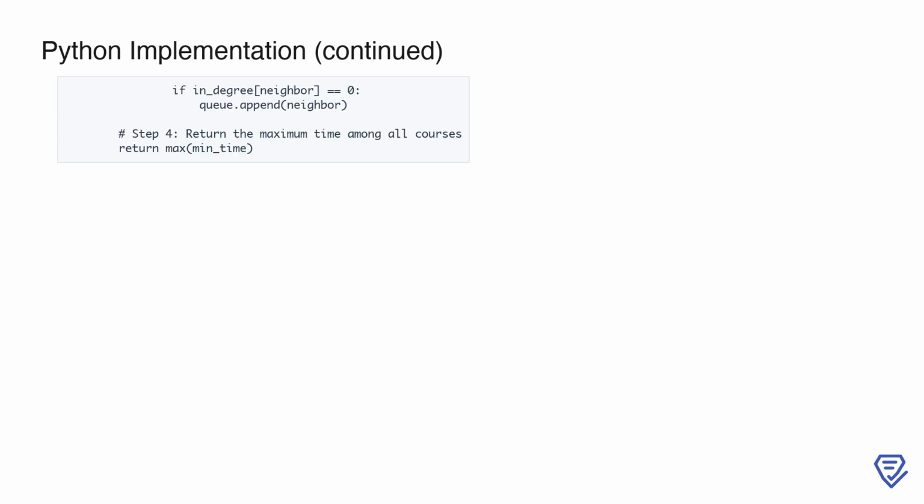Once we update the time for a neighbor, we decrement its indegree, as we've effectively processed one of its prerequisites. If the indegree of a neighbor becomes 0, it means all its prerequisites have been satisfied, so we add it to the queue to process in subsequent iterations. Finally, after processing all courses, the min_time array contains the minimum time required to complete each course. To determine the overall answer, we simply return the maximum value in the min_time array, as it represents the total time required to complete all courses when taking dependencies into account.